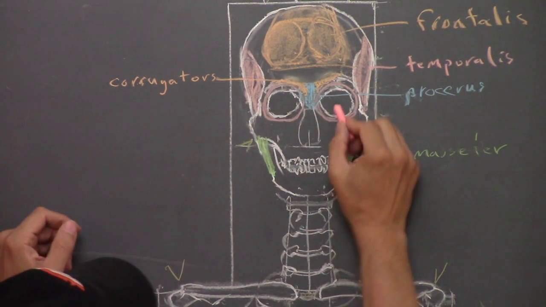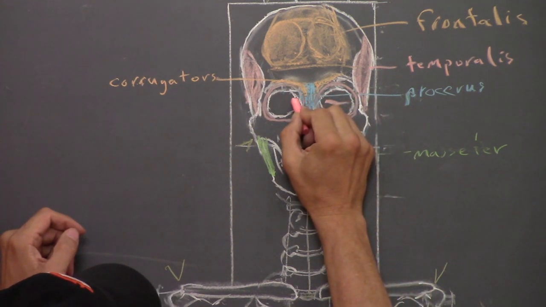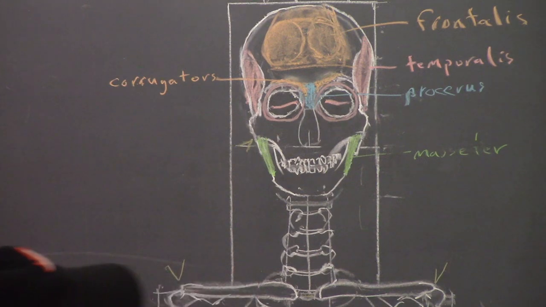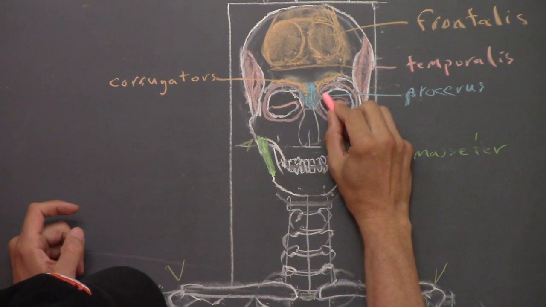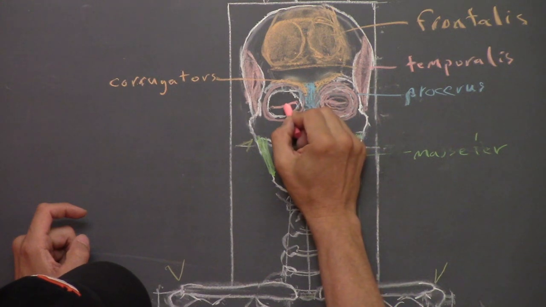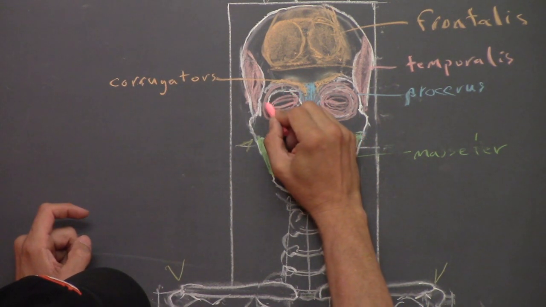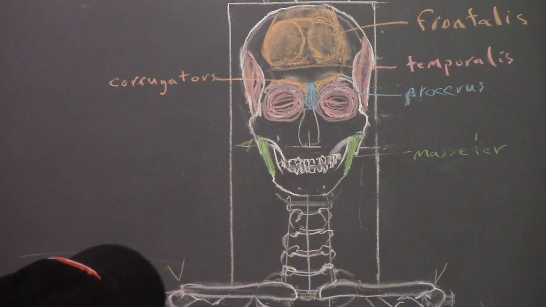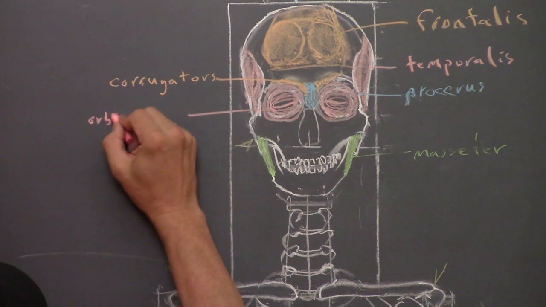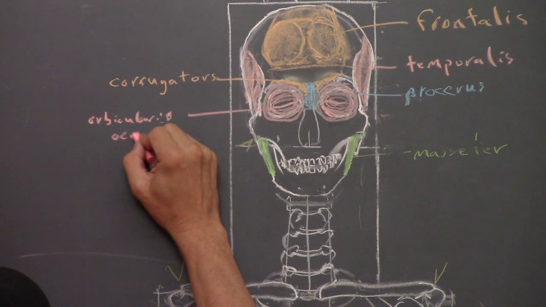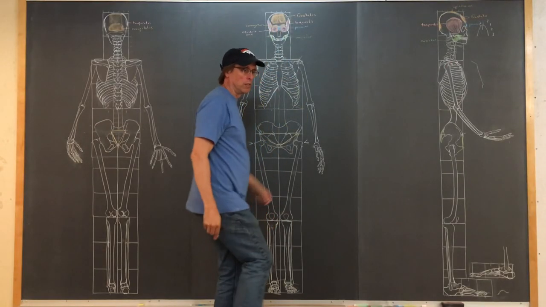And then it will have just kind of a slit opening there. And the fibers of the muscle, they run in a circular idea around the eye. And do that over here too. Okay. These muscles are the orbicularis oculi. All right, the muscles that orbit, the circular muscles around the eye.